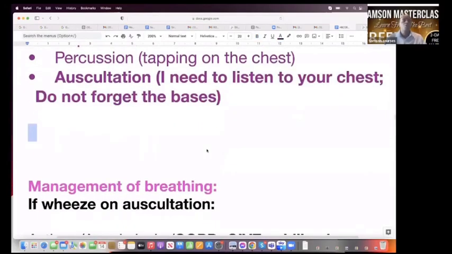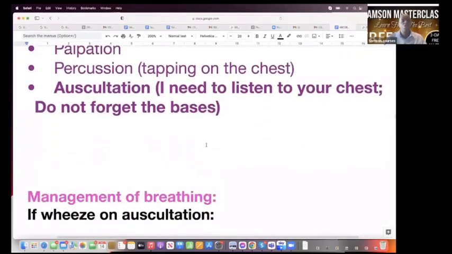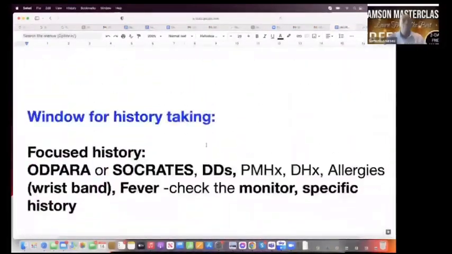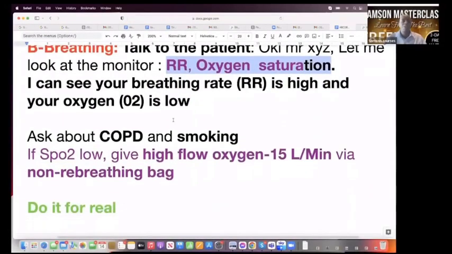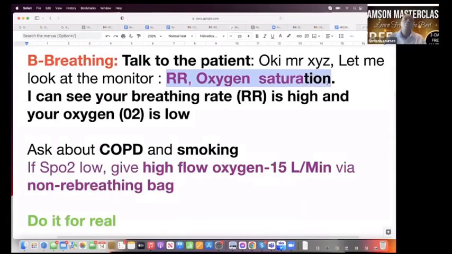Okay, good. Now, what did we say in the beginning? It is assess and manage. Assess and manage. So let's recap. What did we do at B? Okay, at B, we spoke to the patient. Yeah, we looked at the saturations and the respiratory rate. Then we saw oxygen was low, respiratory rate was high. We asked the patient, do you smoke? Any COPD? They said no, so we gave high flow oxygen. To cut everything short, we looked at the monitor only at the oxygen saturation and respiratory rate.